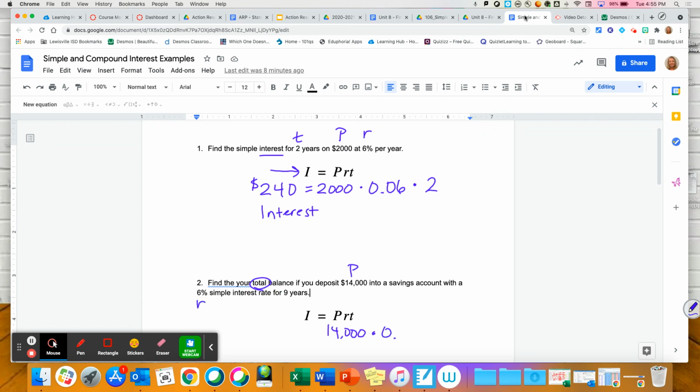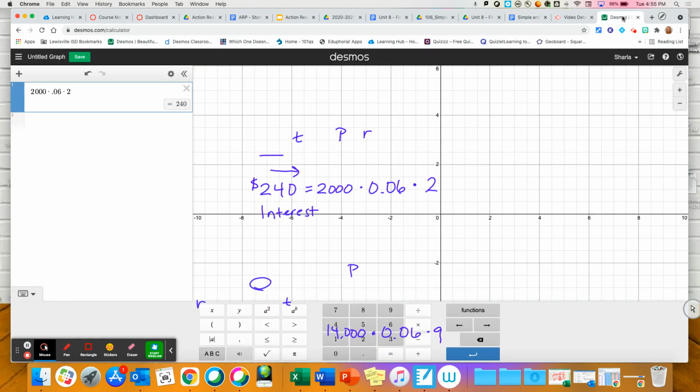So we're going to write that as a decimal. You can write it as a fraction if you'd like. Multiplied by the time in years. In this case, it is 9 years. You're going to take that formula and you're going to plug it into Desmos. And so it was $14,000 times 0.06 times 9.